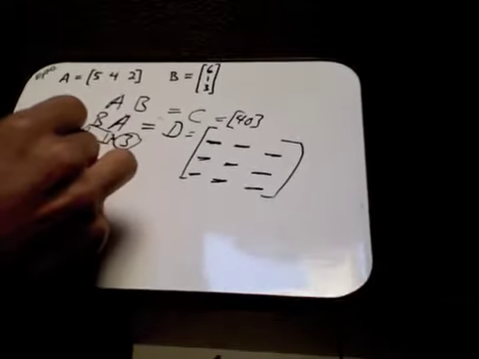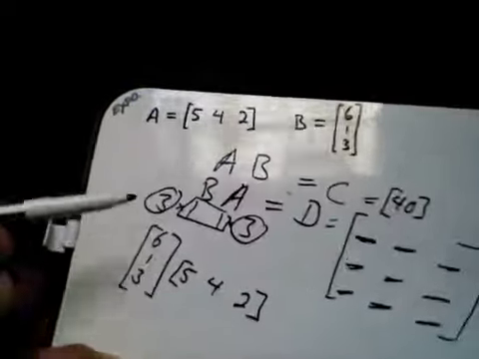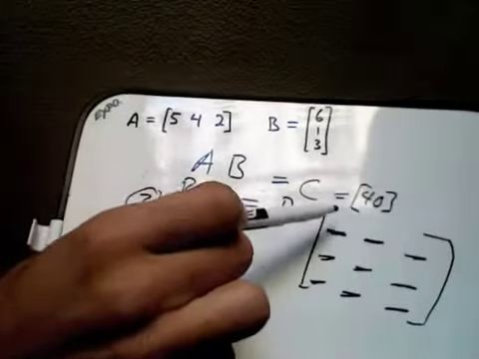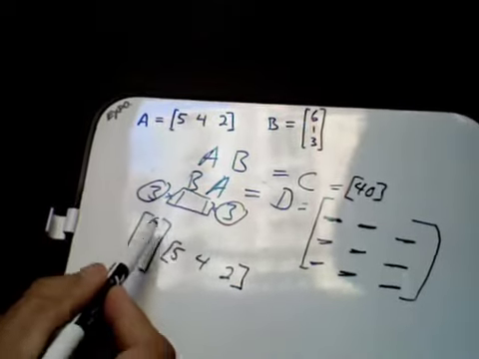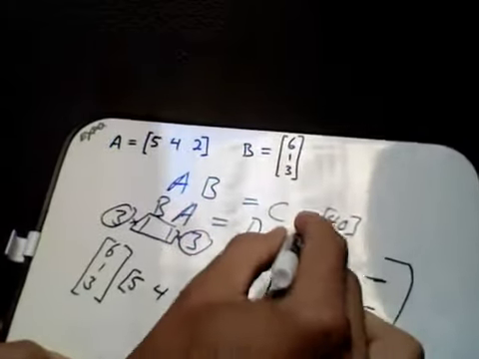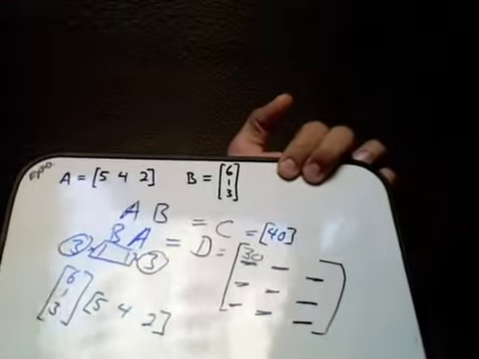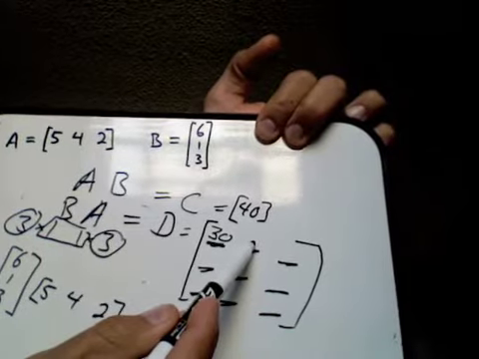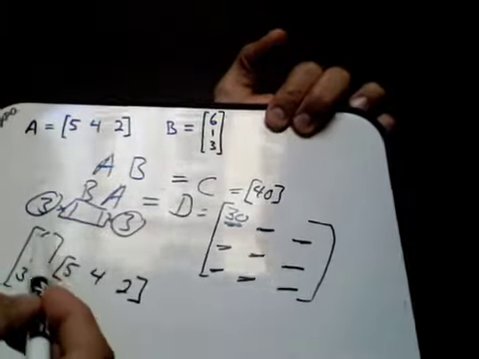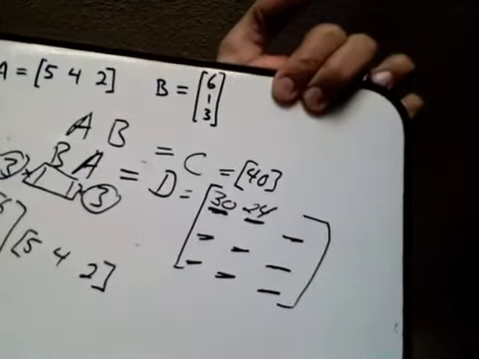B is 6, 1, 3, times A, which is 5, 4, 2. To find the top left entry, we're going to use the top number and the left number. 6 times 5, 30. Alright? To find the top middle, this entry here, we're going to use the top number and the middle number. 6 times 4, 24.